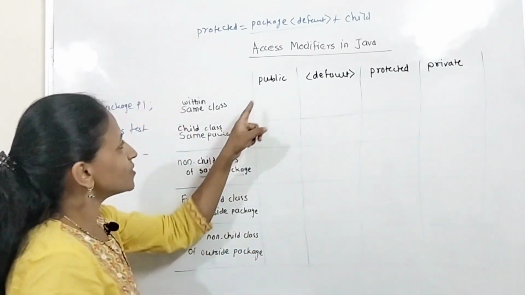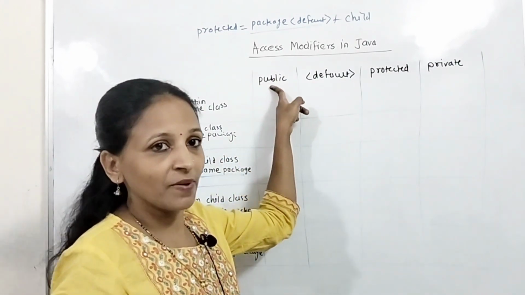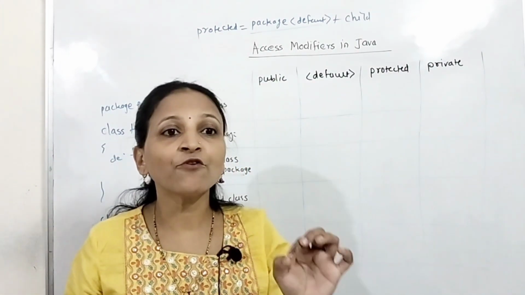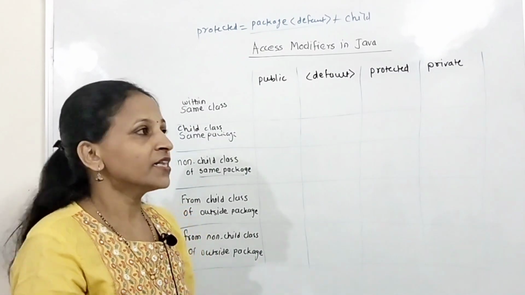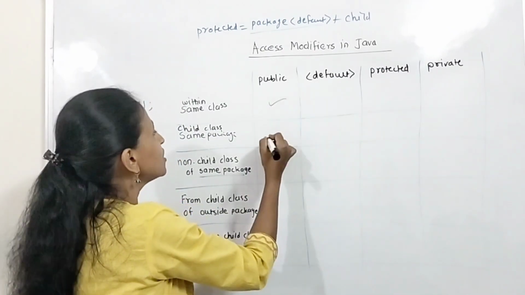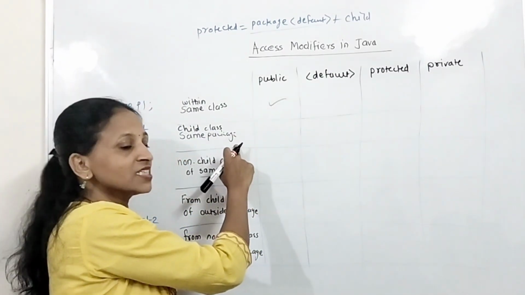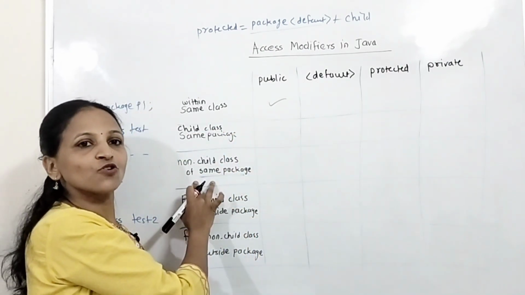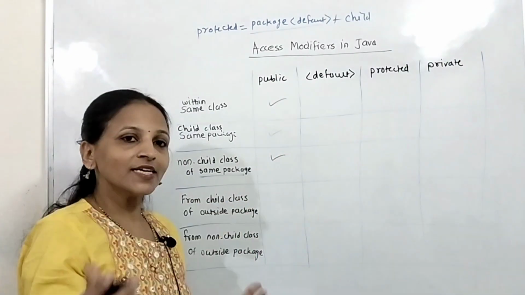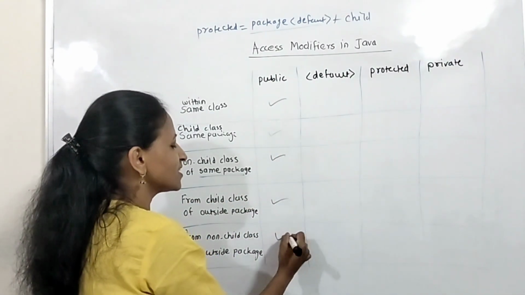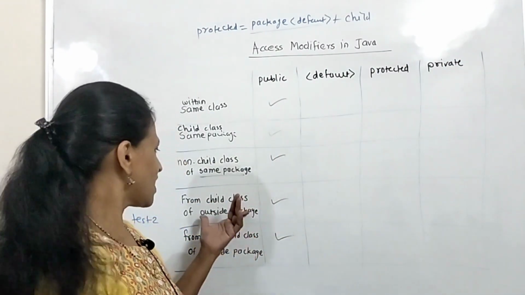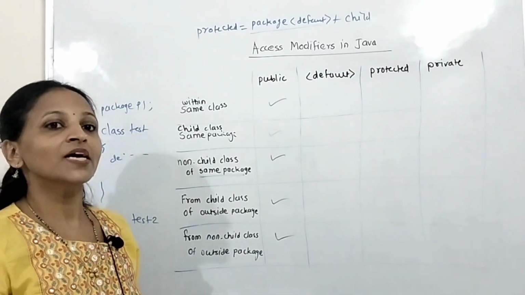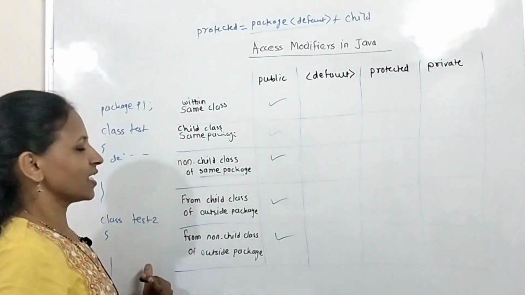See, first thing is, suppose any member of a class is declared as a public, then we know that it is accessible everywhere, no restriction will be there. That's why within the same class we can access, within the same package we can very easily access, whether it may be a child class or non-child class, no problem. Outside the package, of course, we can access everywhere, whether it may be a child class or non-child class, no problem. Getting? Child class means inherited class.